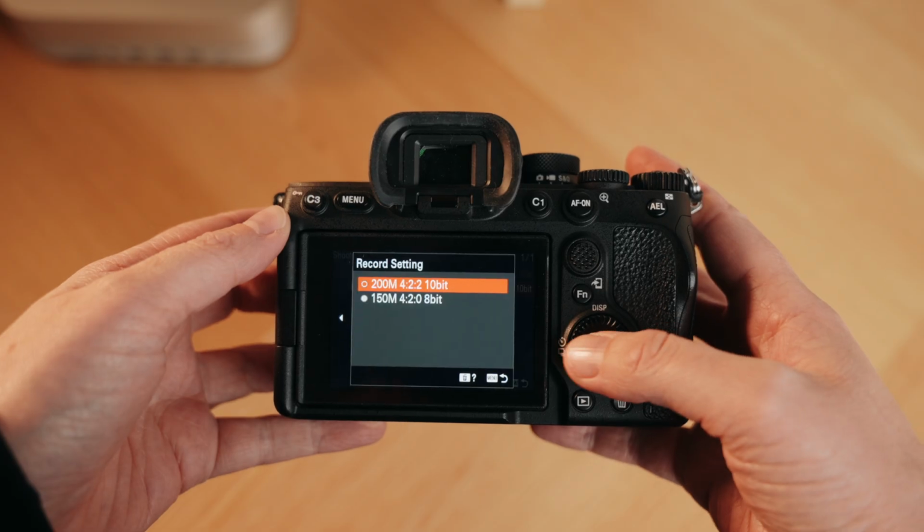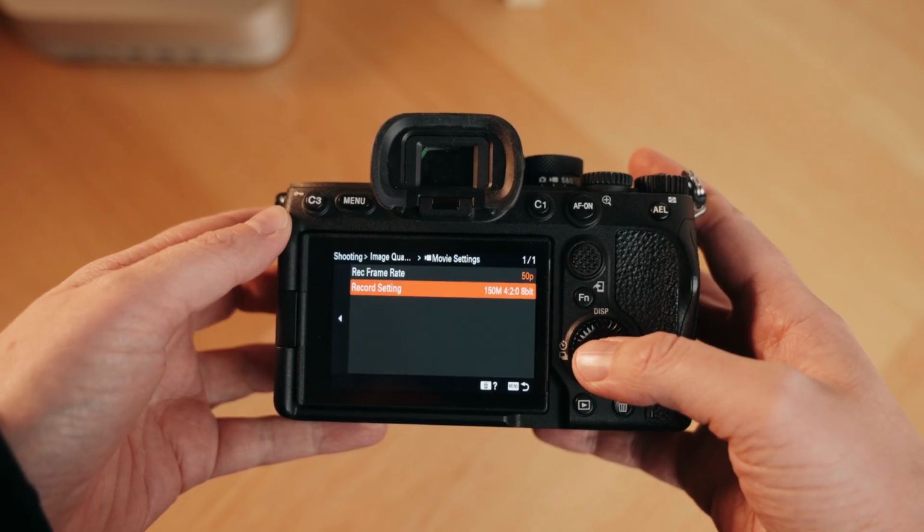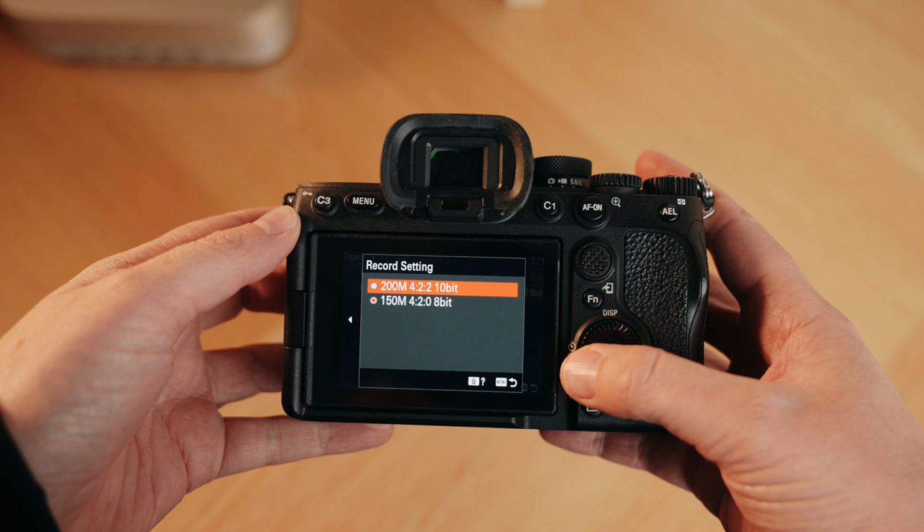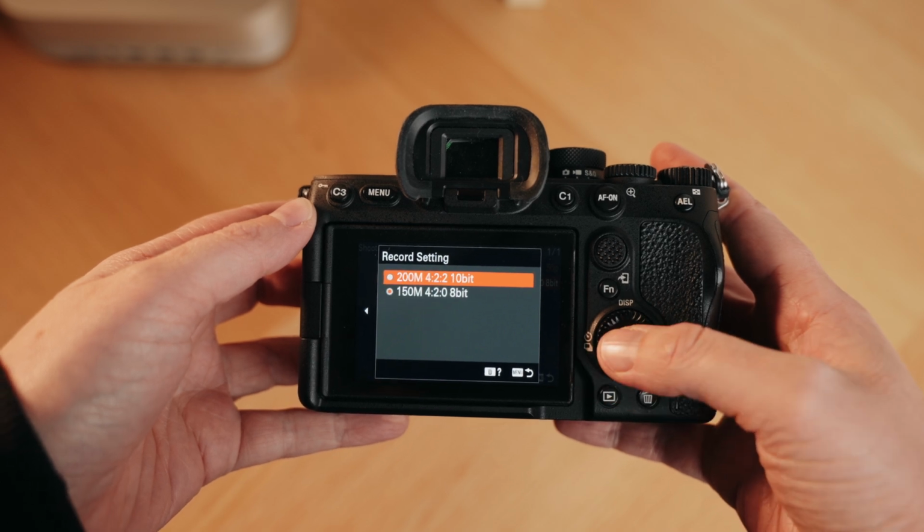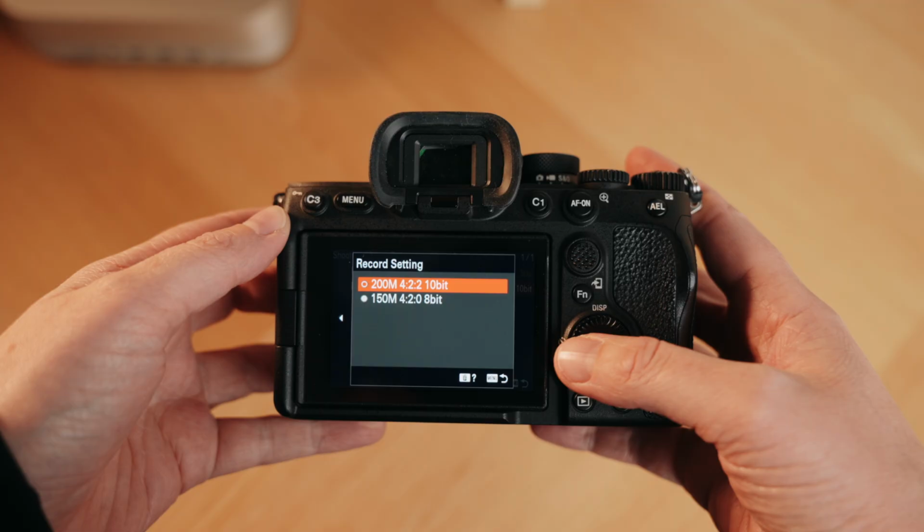These numbers look technical and I'm not gonna lie to you, I don't know what some of them mean. But in most scenarios, you want to shoot at the highest numbers that you can here so that you get the most detail out of your image. A higher bitrate means more detail and better color, so I'll always opt for filming in 10-bit over 8-bit.